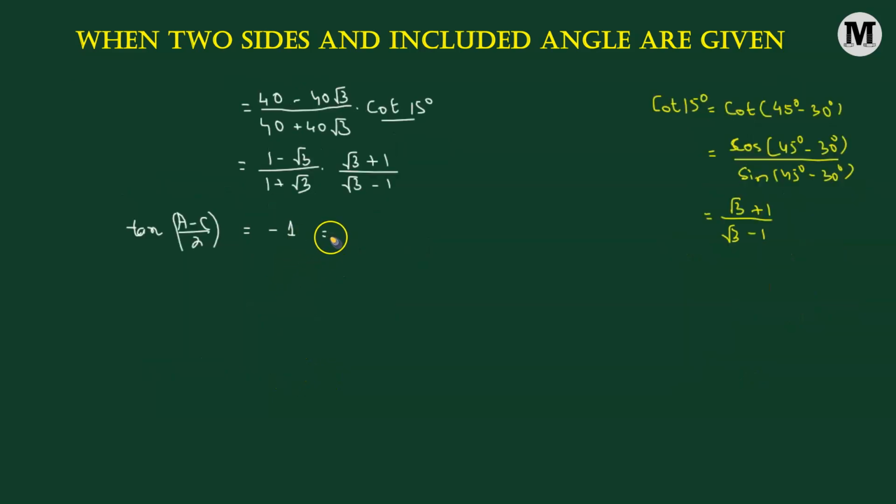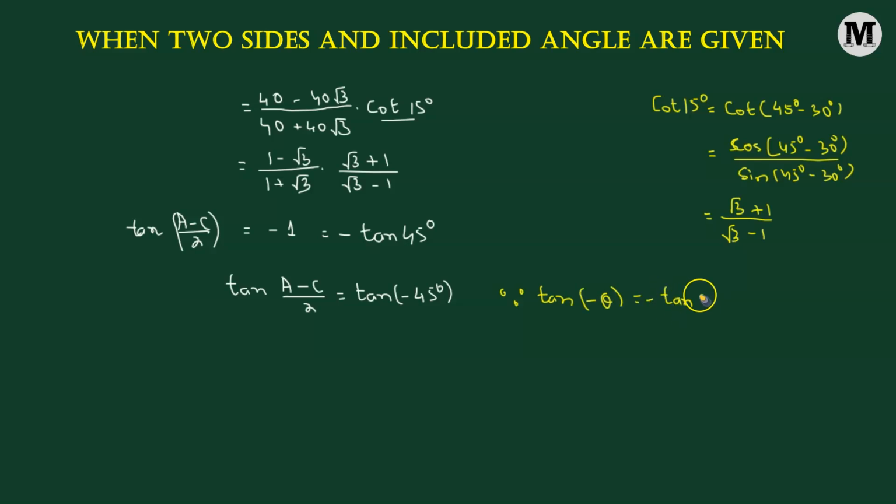Now we know that tangent of 45 degrees equals 1, which means that we have negative tangent of 45 degrees. Furthermore, tangent is an odd function, which means we can rewrite negative tangent of 45 degrees as tangent of negative 45 degrees. Here we have considered the fact that tangent of negative theta is equal to negative tangent of the angle theta, because tangent is an odd function, which means we can now get rid of the tangent function on both sides to get (A minus C) over 2 equal to negative 45 degrees.